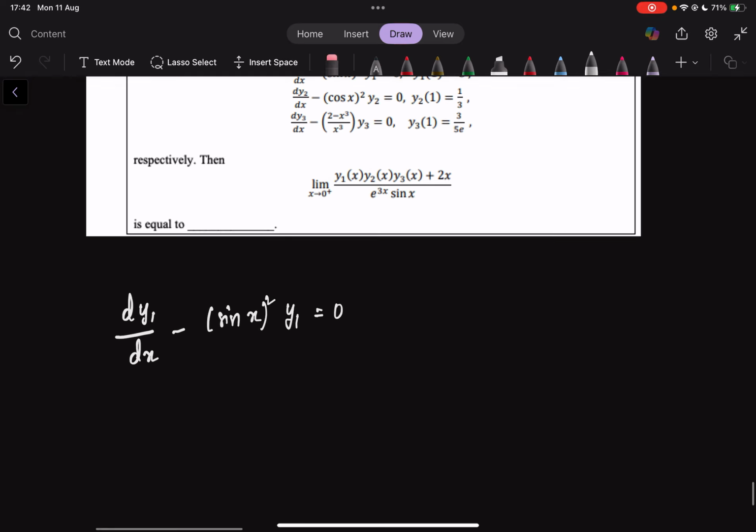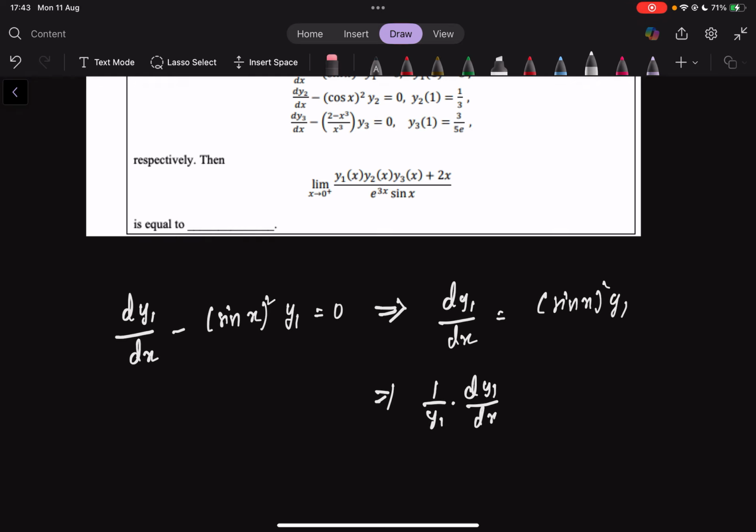So we have dy1/dx minus (sin x)² y1 equals 0. We can just separate the variables. If I separate the variables, I'll have dy1/dx is (sin x)² y1. That implies, if I bring y1 to the left hand side, (1/y1) dy1/dx is (sin x)².